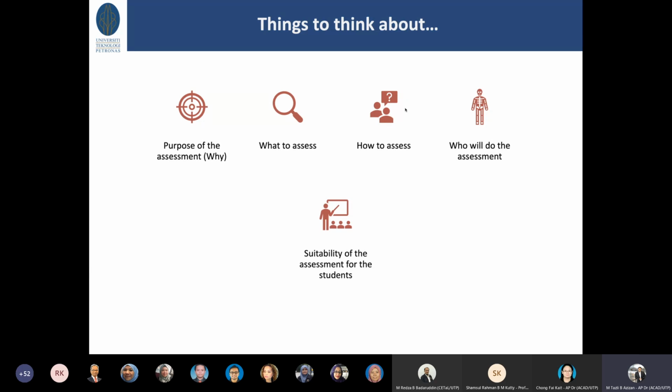For example, we need to think about the purpose of the assessment, what to assess, how to assess, who will do the assessment, and the suitability of the assessment for the students. So these are the things that we need to bear in mind, not only on the assessments, but also on the instruction that we want to use. I'm not simply saying that everybody must go online as it is, but first of all, we need to do some kind of assessment first on our students.